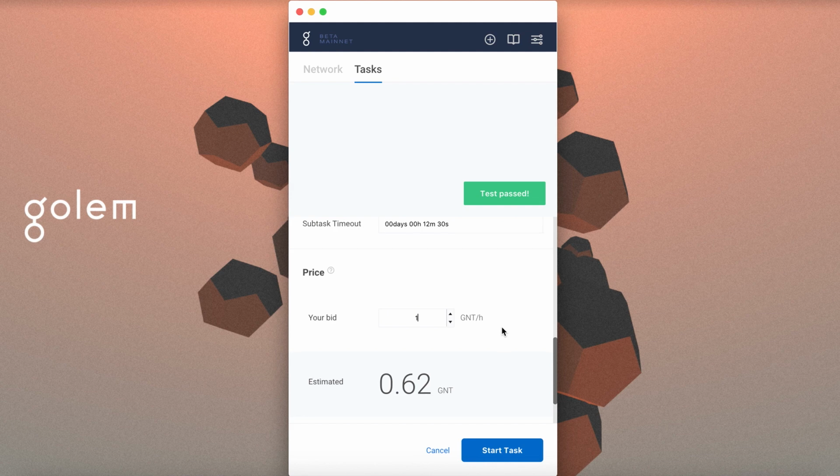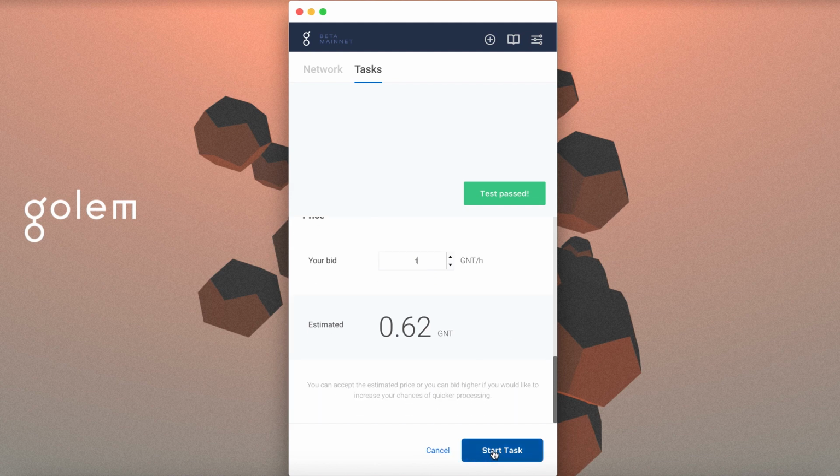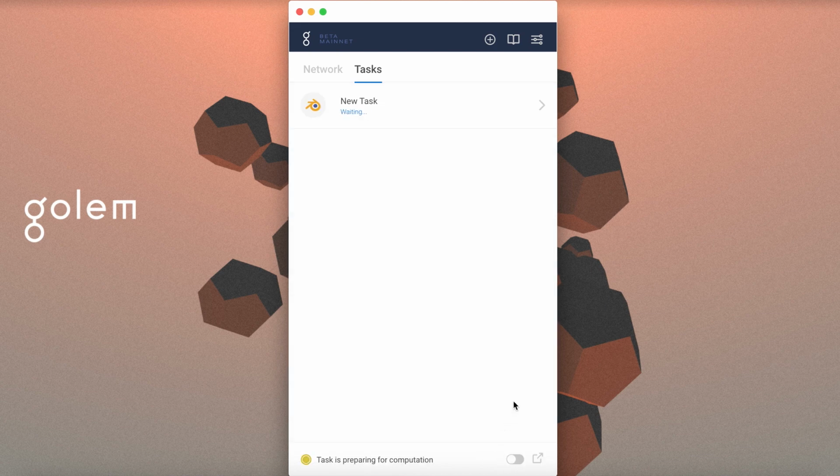Once you've set the desired price for your task and all other settings are to your liking, you can hit the Start Task button and wait for your task to be computed.